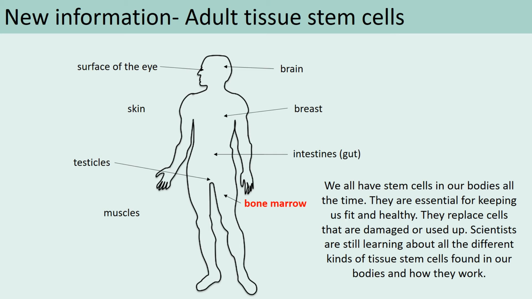So you'll find adult stem cells in bone marrow, but there are other places you can find them: on the surface of the eye, in the brain, breast, intestines, and testicles. And you also find them in skin and muscles as well. They are much more limited though. So as I've said before, if you have adult stem cells in the brain, it's only really going to be making brain cells. Okay.